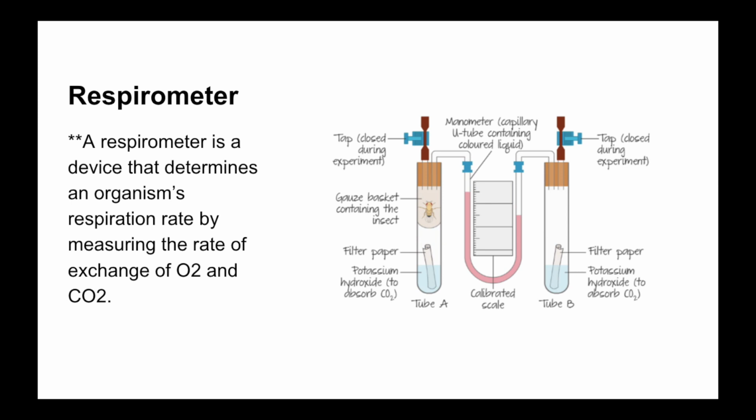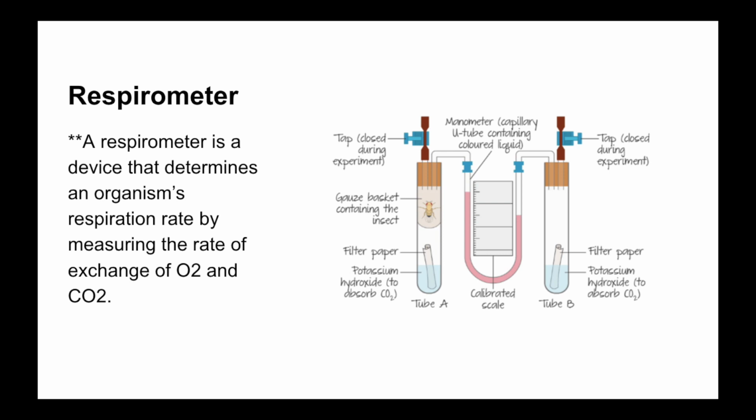Now we will be talking about respirometers. A respirometer is a device that determines an organism's respiration rate by measuring the rate of exchange of oxygen and carbon dioxide. It is a simple apparatus that can measure the rate of respiration. Aerobic cellular respiration uses oxygen and produces carbon dioxide and water, and we can measure the consumption of oxygen as an indication of the respiration rate.